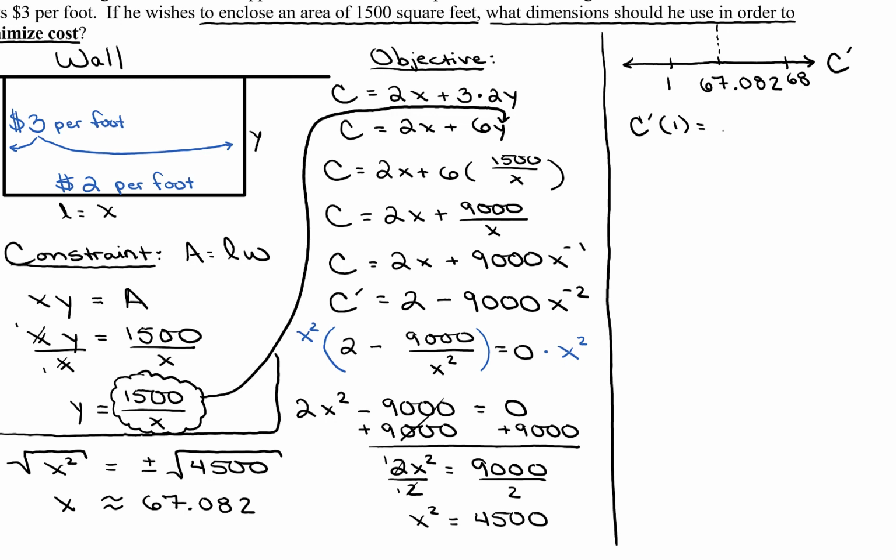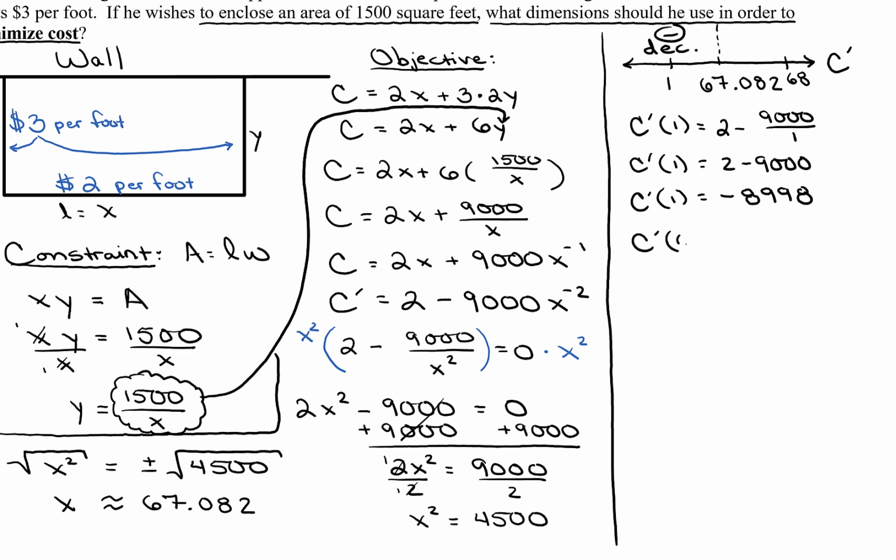C prime of 1 is going to be equal to 2 minus 9,000 divided by 1 squared. 1 squared is just going to be 1. So C prime of 1 is equal to 2 minus 9,000. If I subtract these, I'm going to get C prime of 1 is equal to negative 8,998. Because the value is negative, I'm going to draw a negative sign above the interval where we chose that test point of 1. And I'm going to write the letters DEC to represent that the original function of C is decreasing in this interval containing that test point of 1.